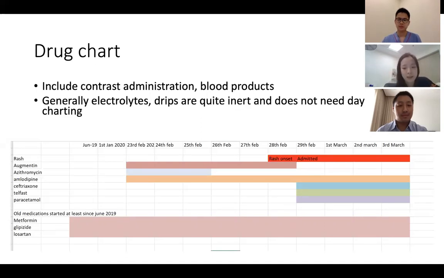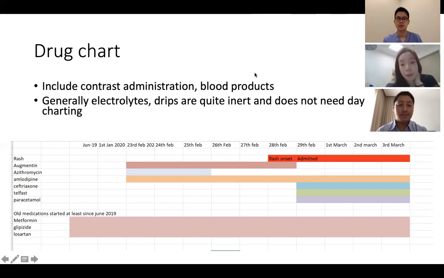One very common mistake that residents make is doing a drug chart after the rashes have started. That's completely useless, because you're looking for drugs before the onset of the rash. Sometimes it's important to also know a bit after the rashes, because we want to look at the temporal sequence. If the rashes are worsening, it's likely that the drugs are still on, whereas if the rashes have gotten better and you're still taking the medication, then it's unlikely that the medication is the culprit.